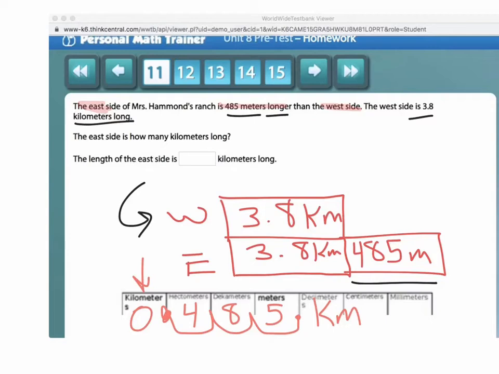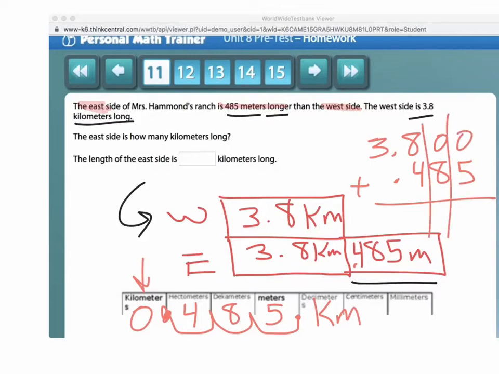kilometers. So now I'm going to add that 0.485 kilometers to the 3.8 kilometers I already have to get the total distance of the east side. So adding those together, I draw my place value columns here and I add them together, and it turns out that the east side is going to be 4.285 or 4 and 285 thousandths kilometers.